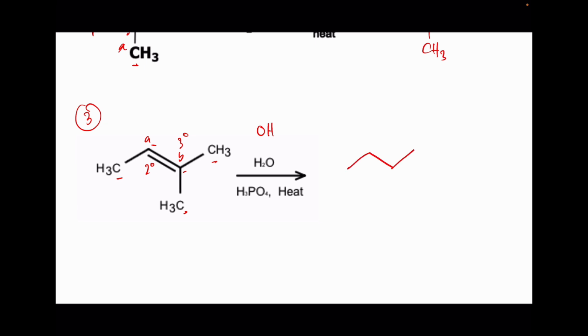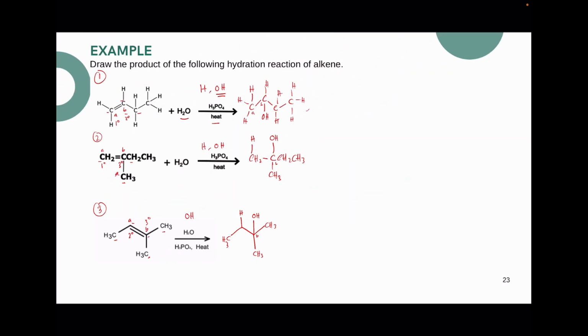Draw back all the structure without the C double bond C. Change C double bond C into a single bond. Then at carbon B, you draw one new bond and attach the OH, and at carbon A, draw another new bond and attach the hydrogen. Then you can get the product.